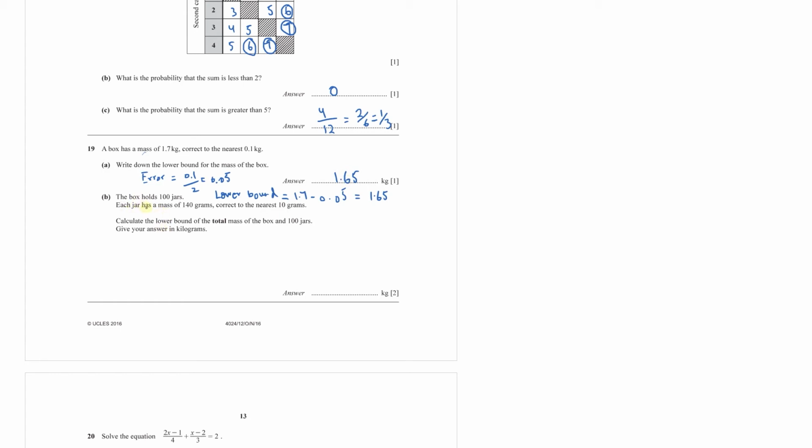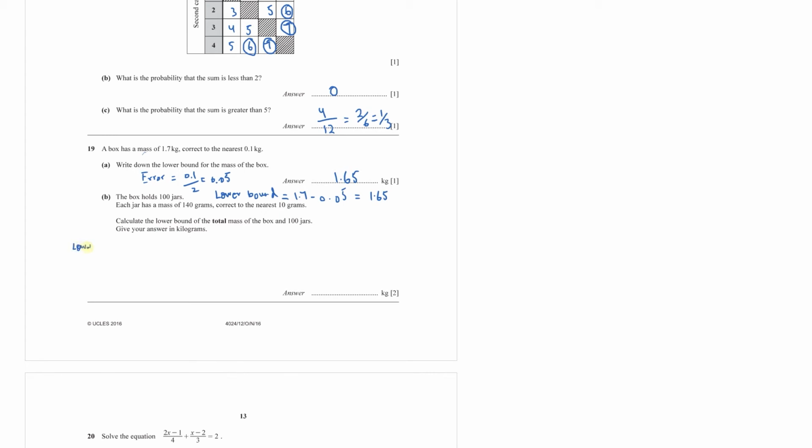Part B is the box holds 100 jars. Each jar has a mass of 140 grams, correct to the nearest 10 grams. Calculate the lower bound of total mass of the box and 100 jars, giving your answer in kilograms. So you have to find the lower bound of total mass of box and 100 jars.